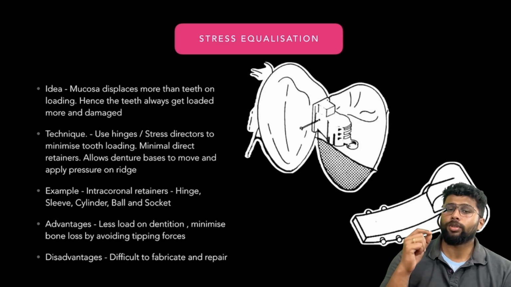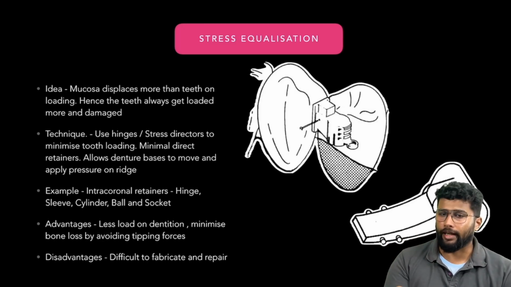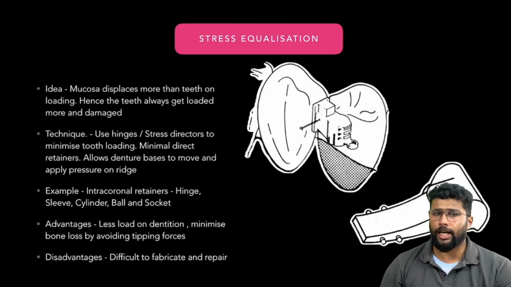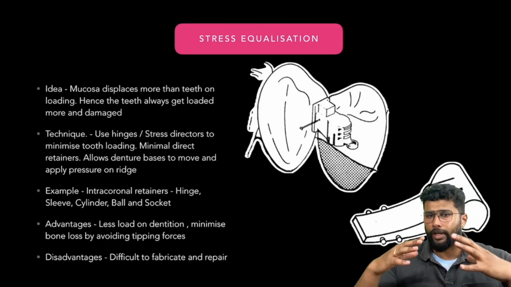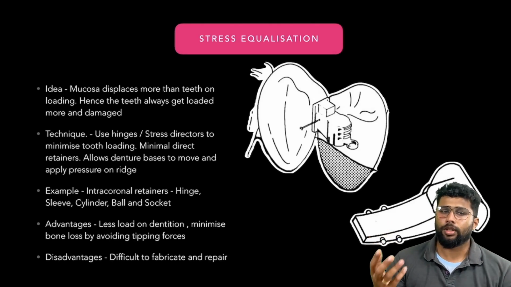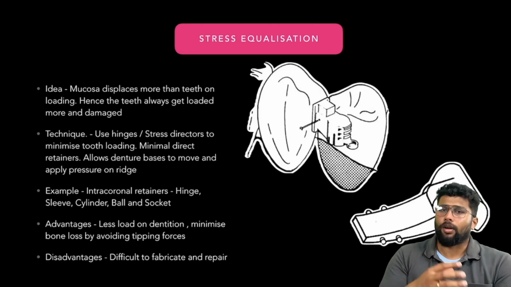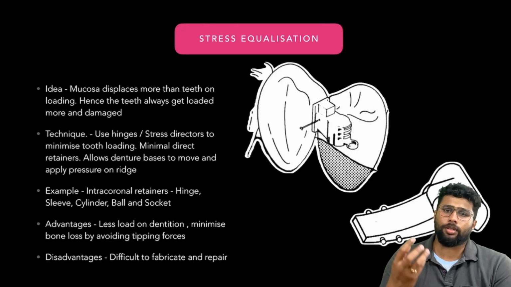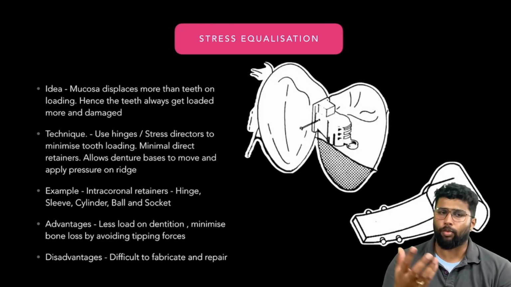And you will use a very minimal amount of direct retainers in this kind of philosophy, right? The idea is that these hinges would allow denture base movement and allow for some degree of flexibility on occlusal loading. Now you can use cylinders, ball and sockets, or intracoronal retainers which have silicones or other cushioning elements in them, as examples of stress equalizing philosophies.